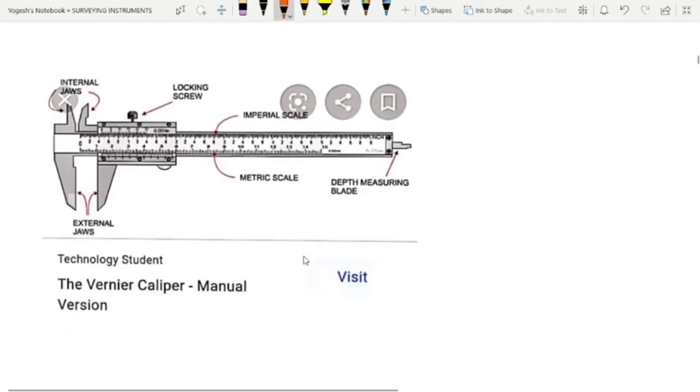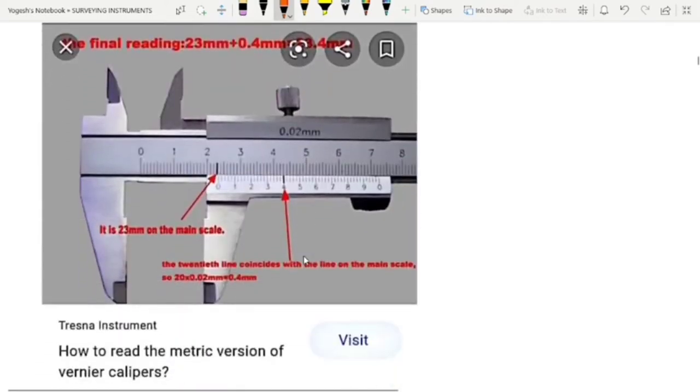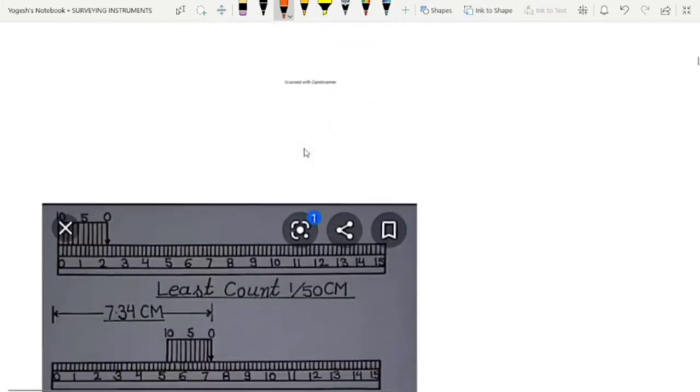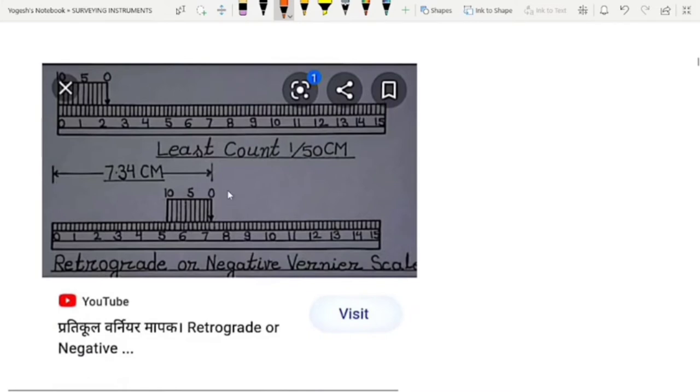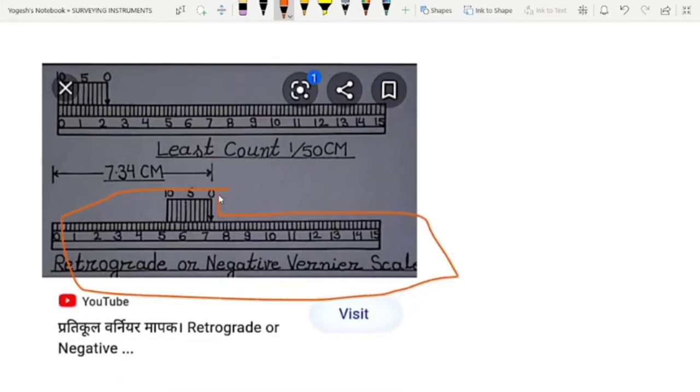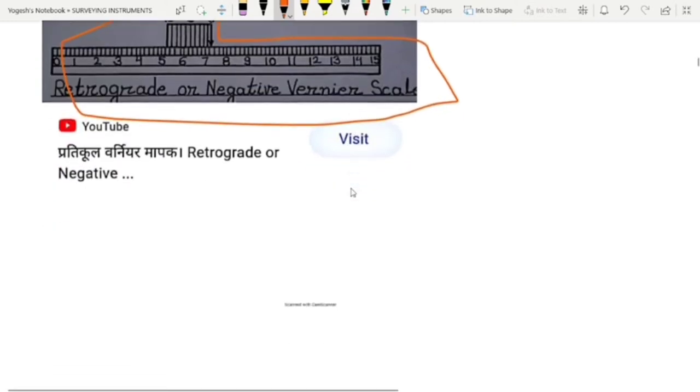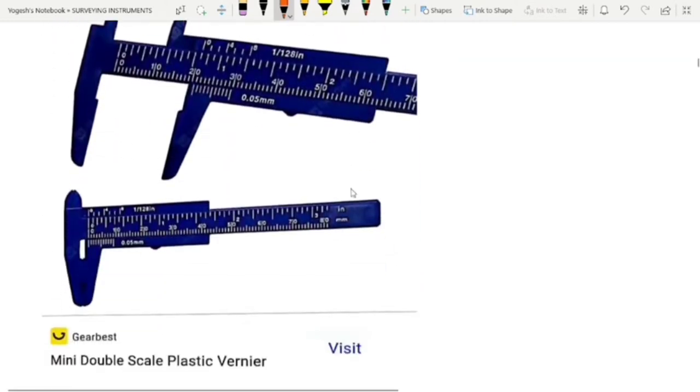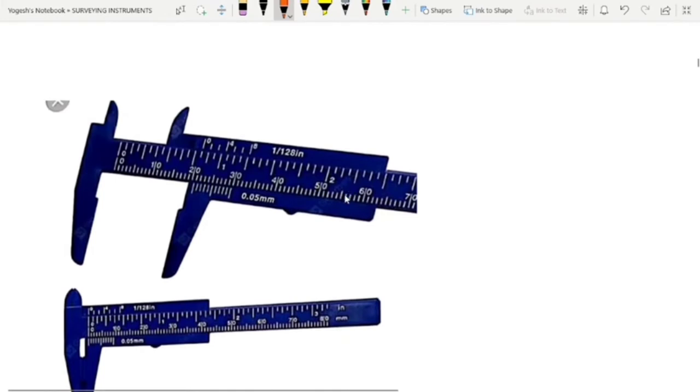So this is a vernier scale. This is also a vernier scale. Sorry, this is a direct vernier because main scale and vernier scale readings are increasing in the same direction. This is retrograde vernier. The construction of direct vernier and retrograde vernier we have discussed in our chapters. These are different types of verniers. Likewise, retrograde vernier is there. Likewise, direct vernier is there.